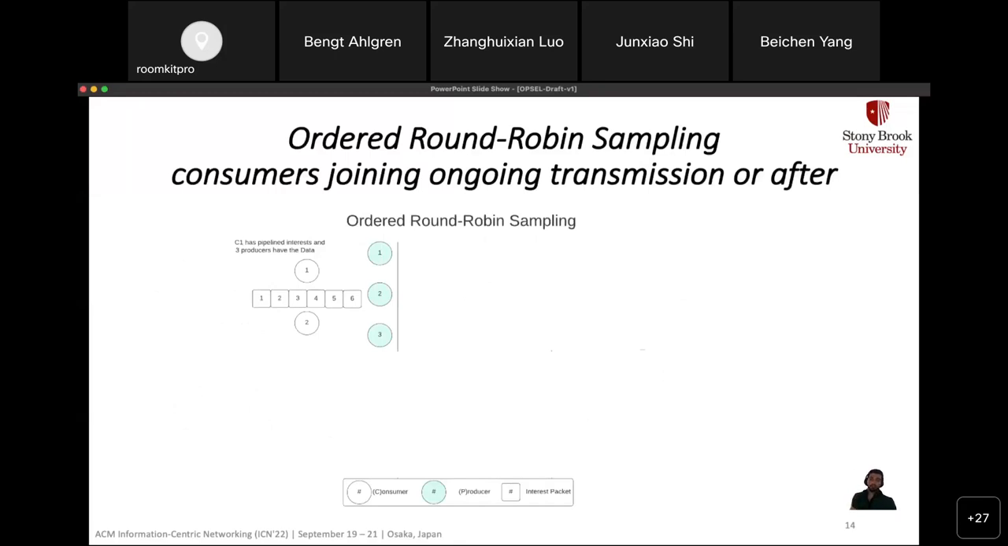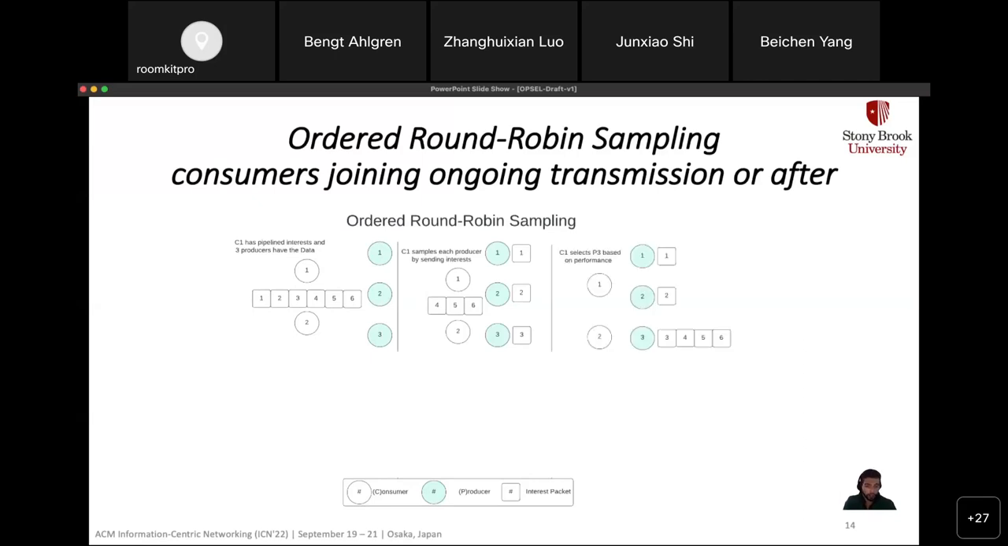C1 is the first consumer. It has pipelined interest from 1 through 6, and it knows through an identification beacon that 3 producers have the data. So what consumer 1 is going to end up doing is sample each producer by sending one different interest: interest 1 to producer 1, interest 2 to producer 2, interest 3 to producer 3, and see how the data comes back, how many frames are lost, what the latency is, etc.